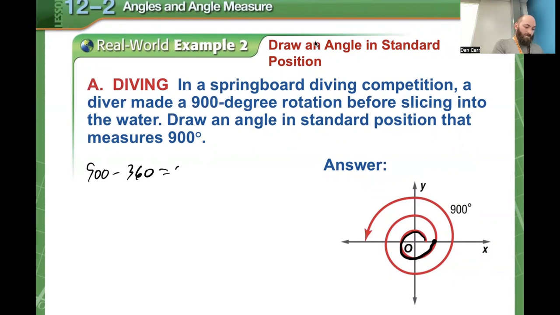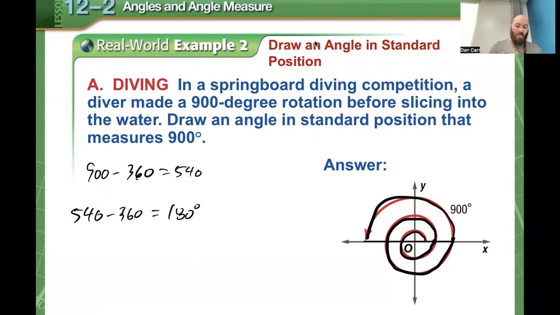Gives me 540. Okay. Then I'm going to do another full rotation because I can do another 360 out of that. So 540 minus 360 gives me 180. So that's where this comes in. This was my first one, 360. Here's my second 360. And now here's a 180. Okay. Right there. That's the full 900 degrees.